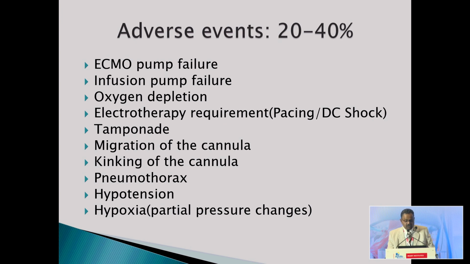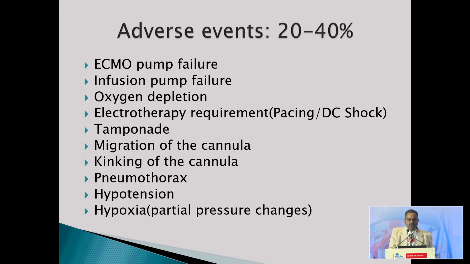And there may be a lot of electrolyte issues. Electrotherapy can be a requirement for these patients, because there may be some hypothermia, and also during the transfer the fluctuation in the electrolytes can happen. So these patients may need pacing or a DC shock during the procedure. Cardiac tamponade can happen, especially when it is done by an open technique and also in a primary transfer. Cannula migration and kinking of the cannula are all possible.